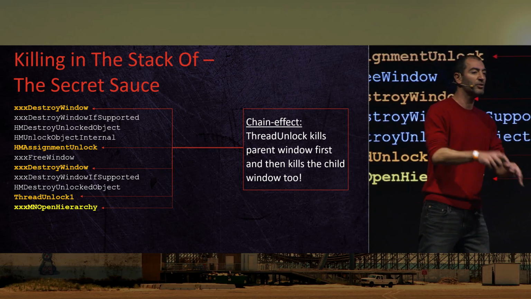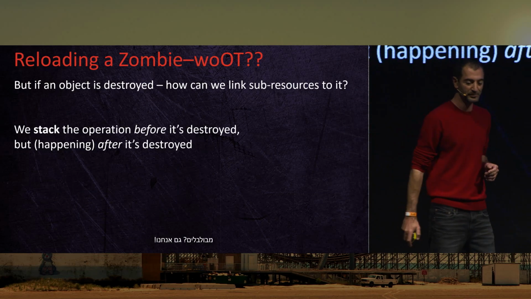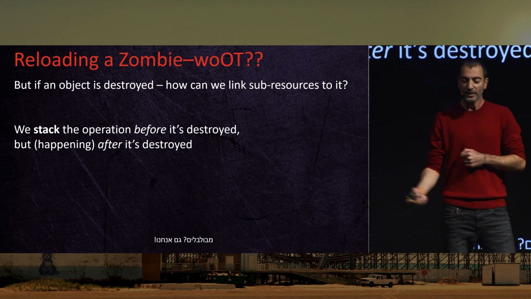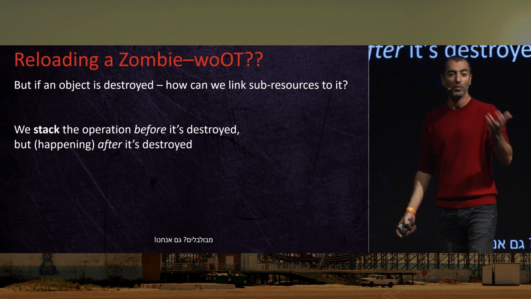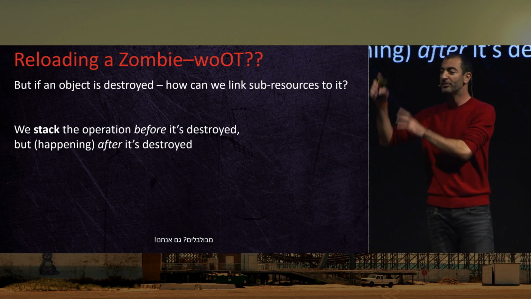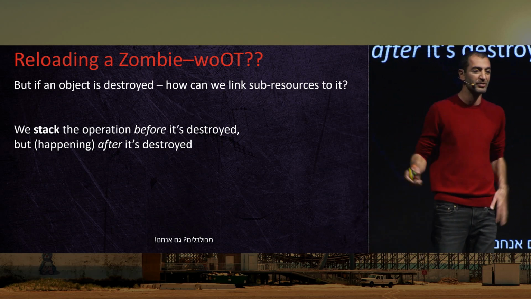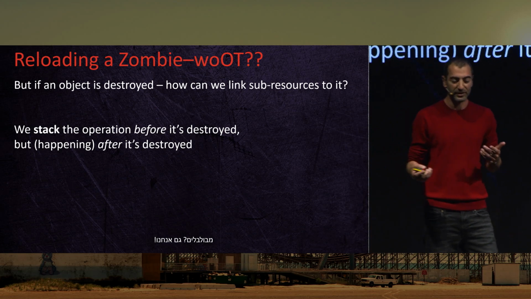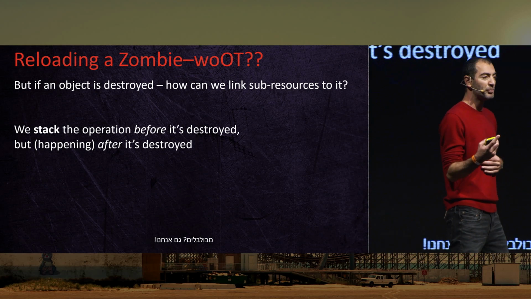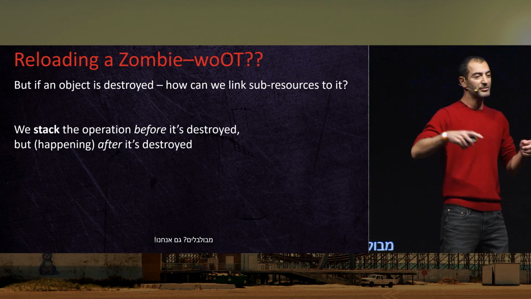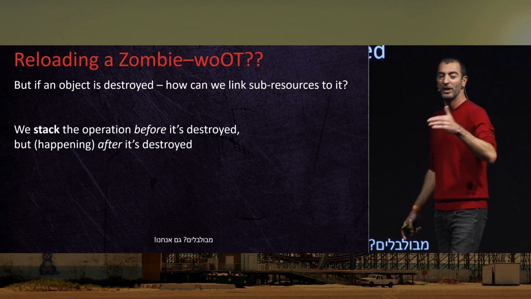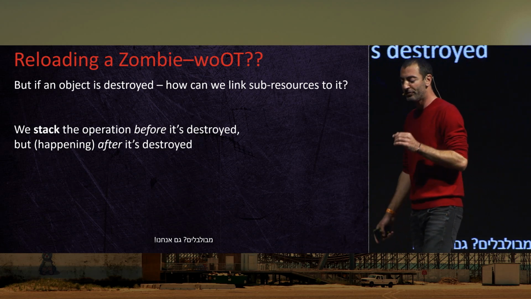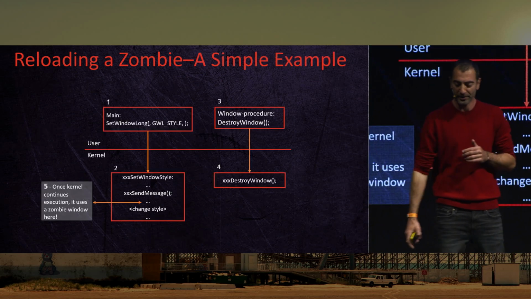But this is how the stack looks when we try to kill it. So you know it works, trust me. Okay, so if we destroyed a window, and we said the first time we call destroy window, it disconnects all the sub-resources, okay? But then something is missing here. So now we need to stack another operation before we destroy the window, but something will happen after it's destroyed, okay? So it's kind of a weird situation.